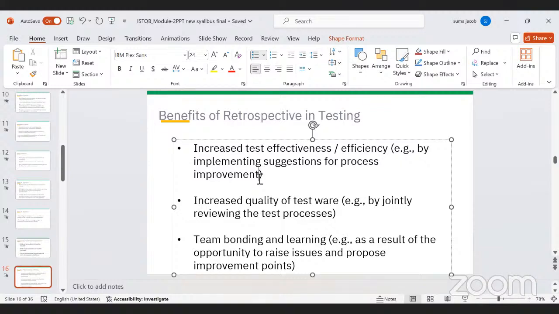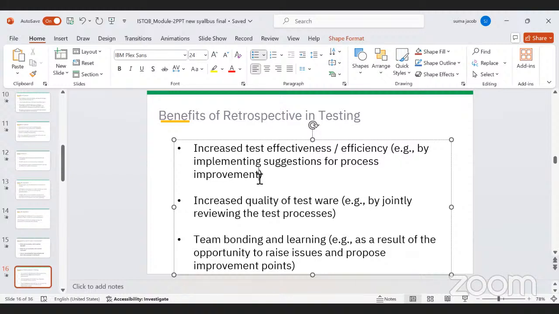For example, after the retrospective, the team implements a new test automation framework, which was suggested by the testers, which actually results in faster test execution and improved test coverage. So after having a discussion in a retrospective, we think of all the possible improvements and we actually implement them, which will help us in increasing the test effectiveness and efficiency.